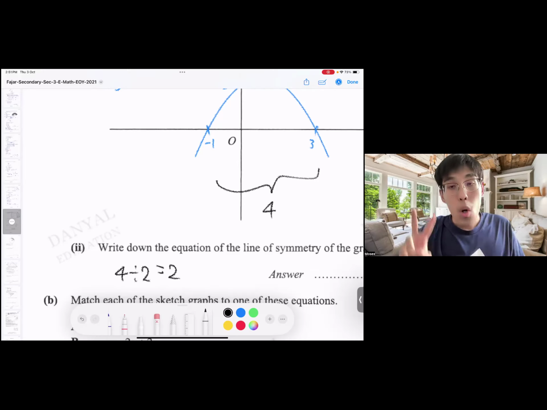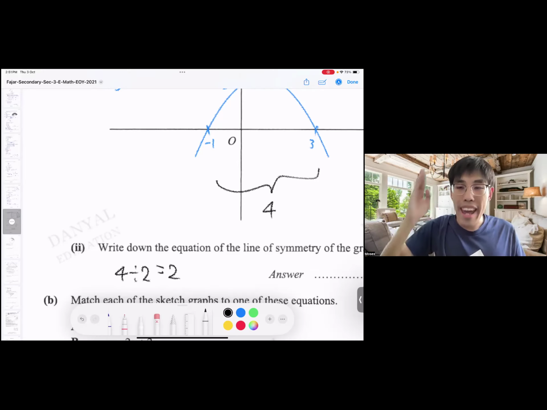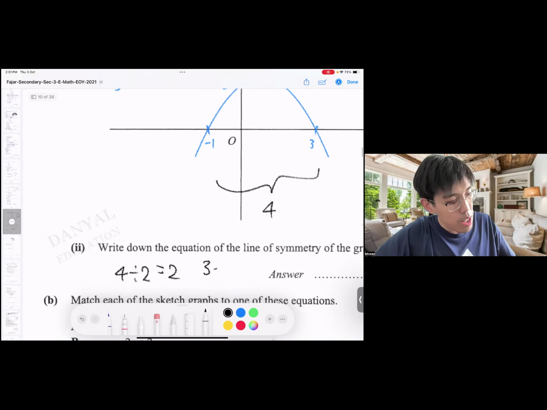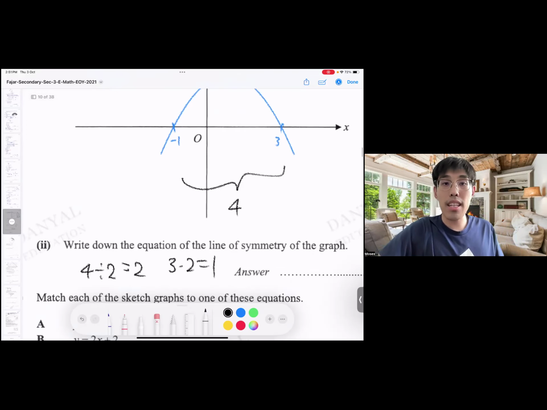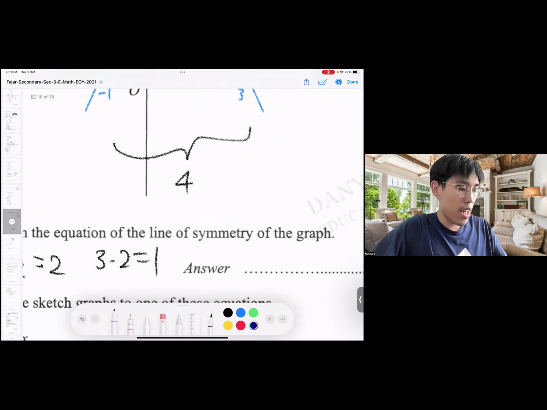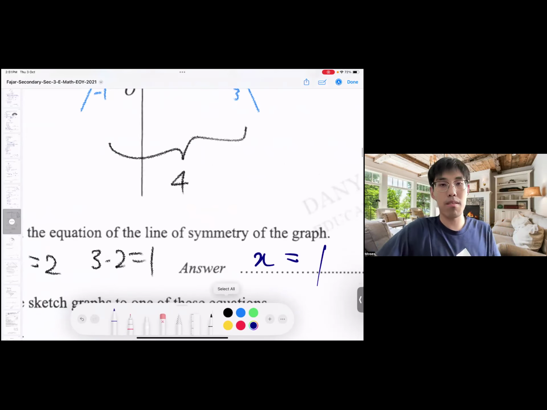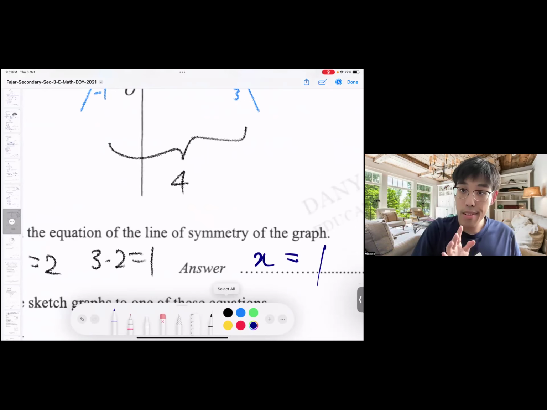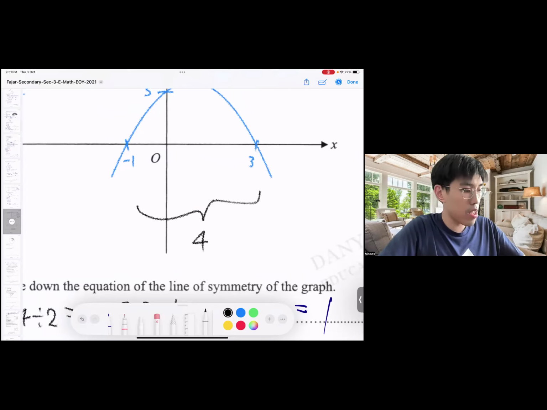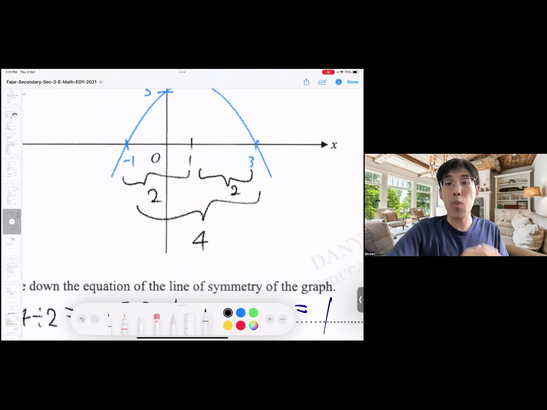I write down here first. What does this 2 mean? This 2 means that the distance from any one point to the midpoint is 2 units. Okay? So I can just take any point and either you minus 2 or you plus 2. So what is the answer to the line of symmetry? X equals 1. It's not 2. Don't get confused. So the midpoint is somewhere, I would say, somewhere here. That means the distance here is 2 and the distance here is 2. This is what we meant.